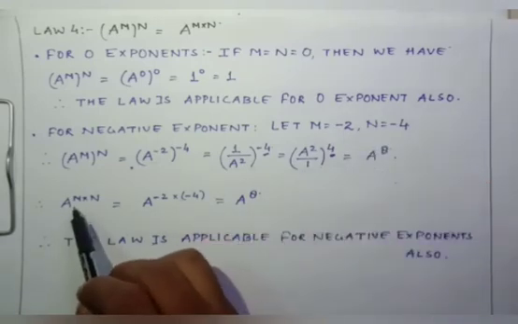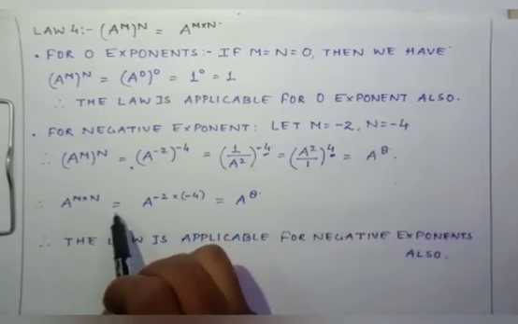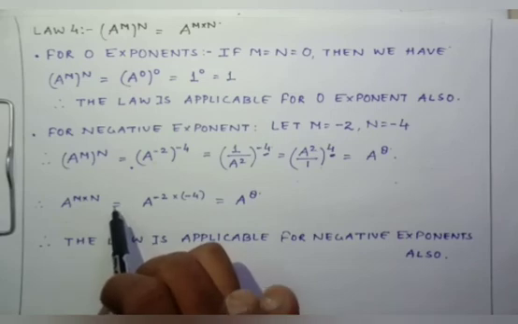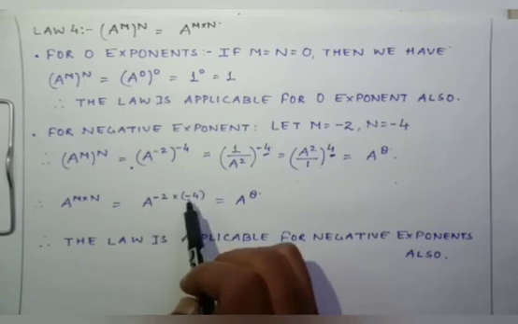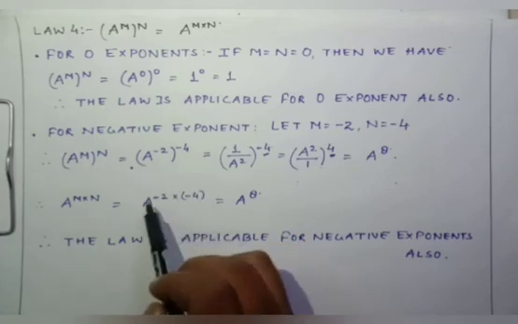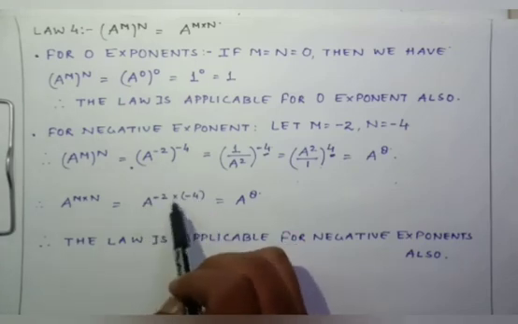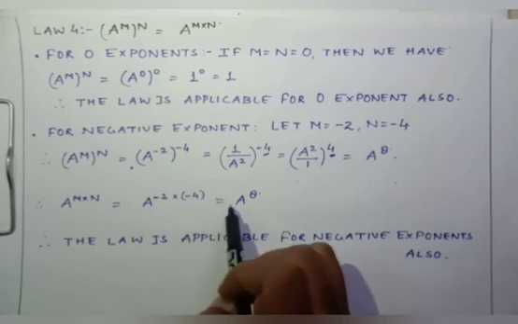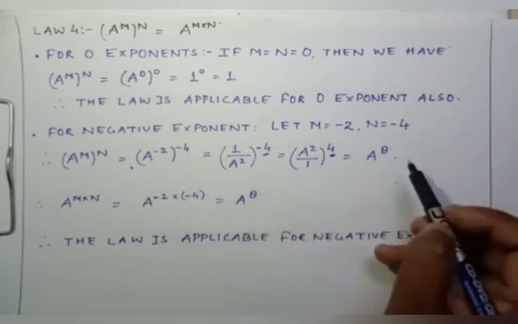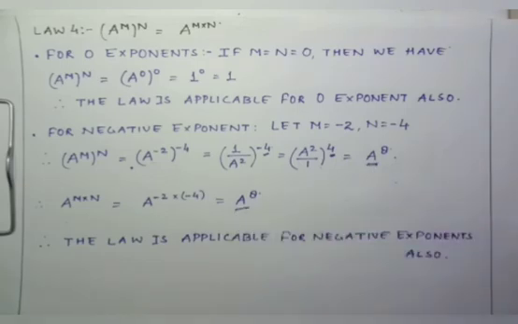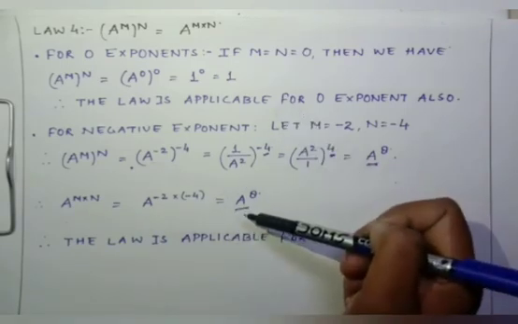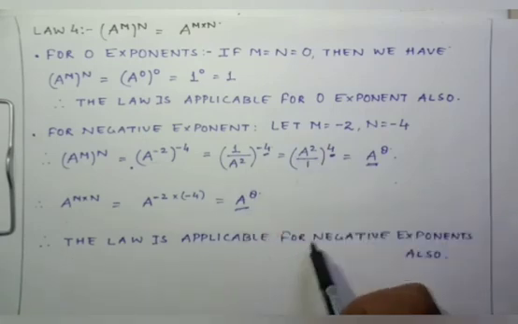Therefore, a to the power m into n is equal to, now I have to prove RHS, a to the power -2 multiplied by -4. 2 4s are 8. Minus minus plus, so it will become a to the power 8. So in both the cases the answer is coming a to the power 8. This means LHS is equal to RHS. Therefore the law is applicable for negative exponents also.